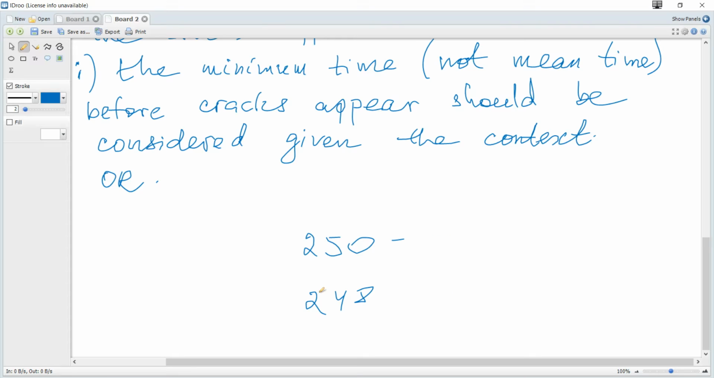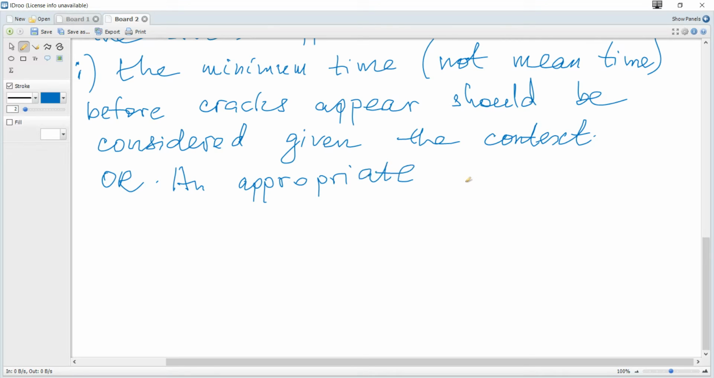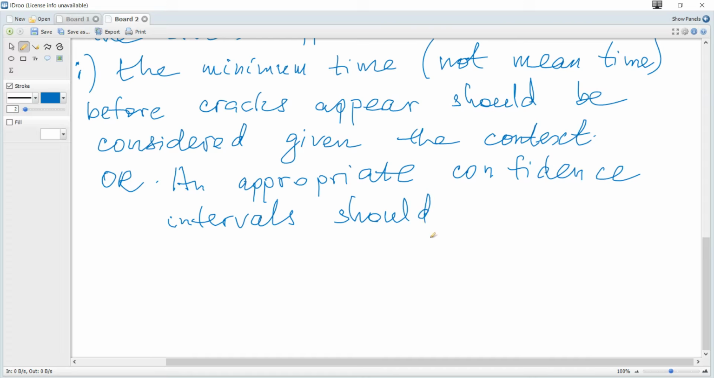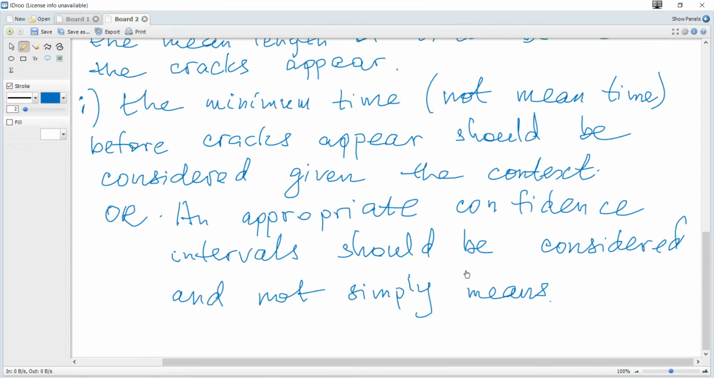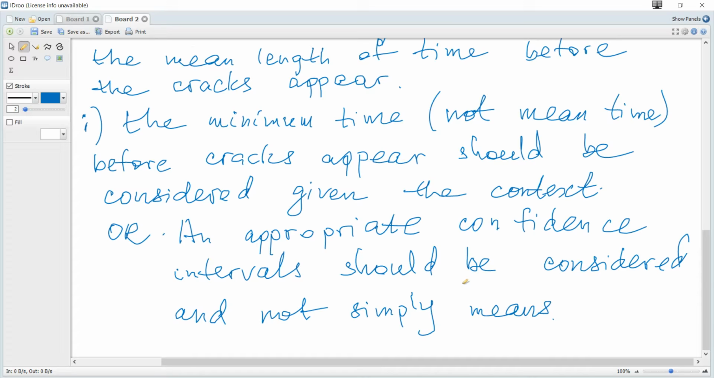So we can say that it would be better, or appropriate confidence intervals should be considered and not simply means. And that's all for this question.